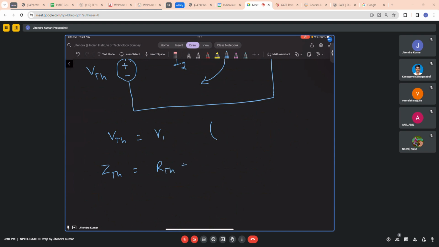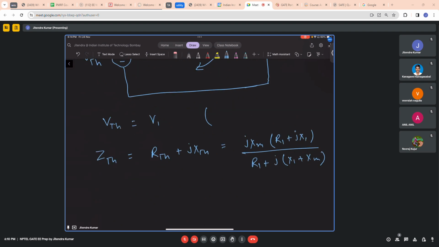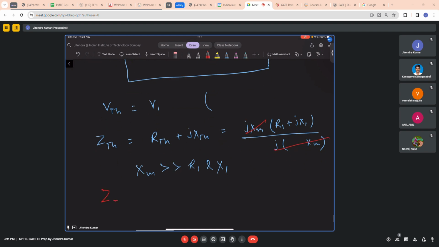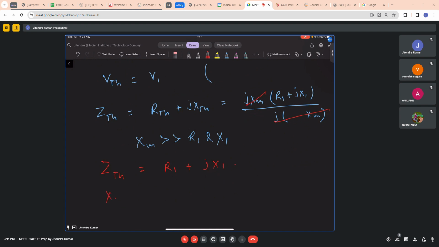So ZTH is nothing but RTH plus JXTH. And it was JXM into R1 plus JX1, divided by R1 plus JX1 plus JXM. Okay, now we are assuming that XM is higher than R1 and X1, so we can remove them. And this JXM and JXM will be cancelled out. So now ZTH will again end up as R1 plus JX1. So it means XTH will be X1 and RTH will be R1. I hope you are following, right? If any doubt is there, you can ask me anytime.